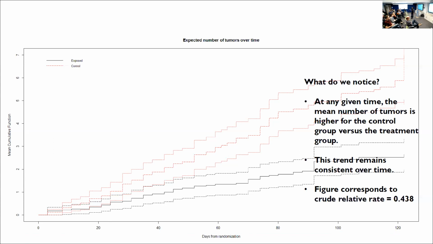So this is called the mean cumulative function. It's a very nice plot. It's one of the first things you want to do when you're doing a recurrent event analysis. It gives you a good sense of what your raw data looks like.